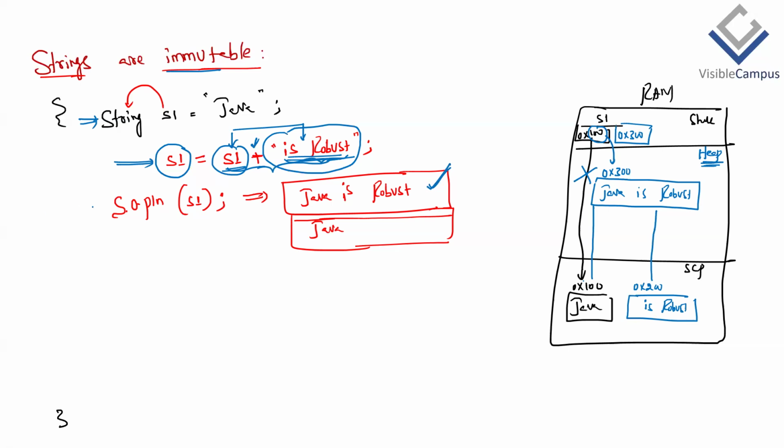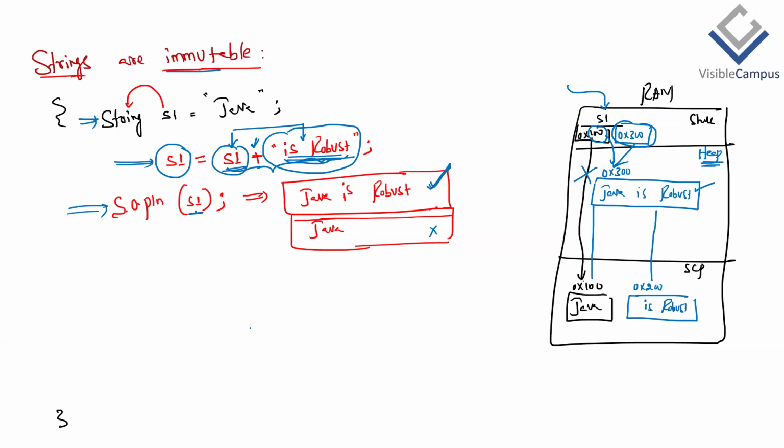Then what are we doing? We are printing. Then the JVM goes to S1. S1 is a local variable. The JVM goes to the stack, and based on the address, the JVM goes to the memory location, gets this value and prints the output as "Java is robust" only, not as "Java".